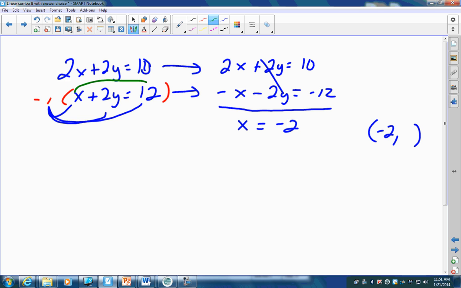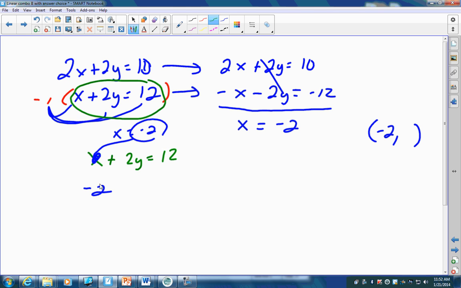Doesn't matter which equation, I will choose this one here. x plus 2y equals 12. I know that x is -2, so I'm going to put -2 in here for x. x is coming out, and I'm putting -2 in, plus 2y equals 12. Add 2 to each side. 2y equals 14. Divide by 2. y equals 7. So my solution where the two lines intersect is -2, 7.